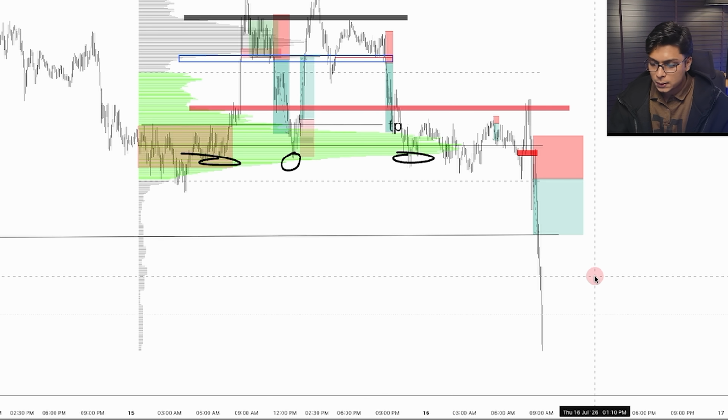So yes guys, this is how you can use IFVGs and the edge of the HVN and LVN as a confluence, always targeting the range to make your IFVG more powerful.